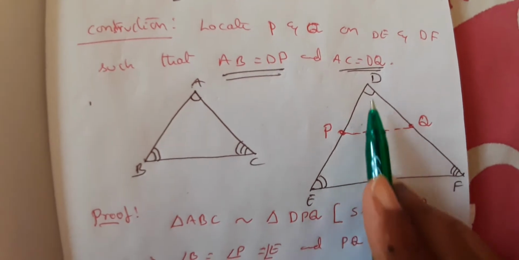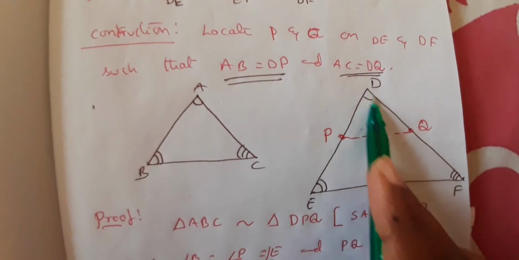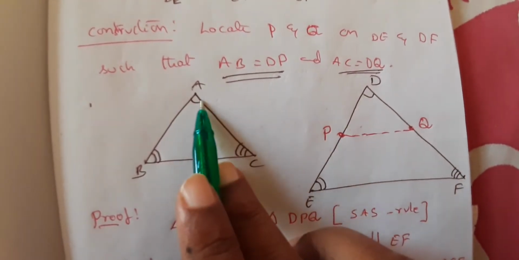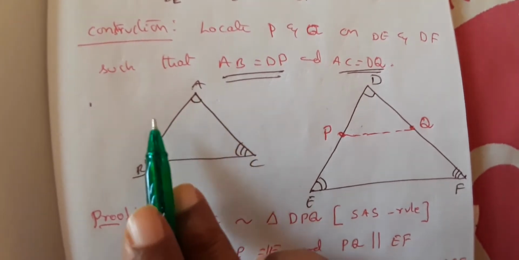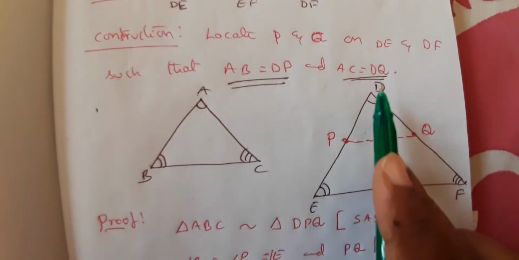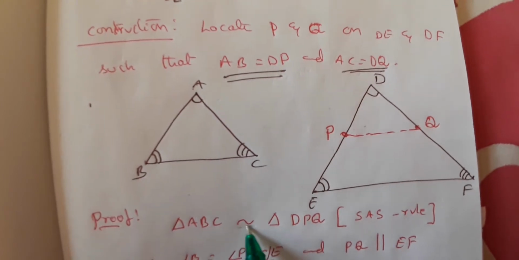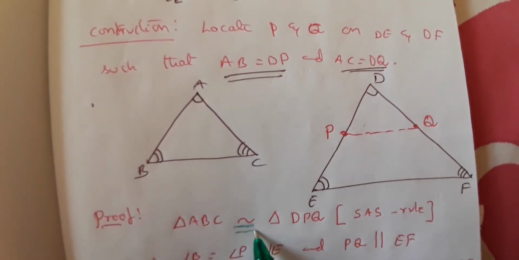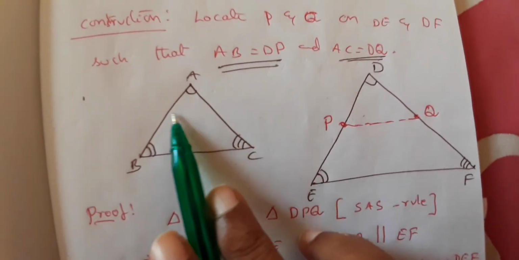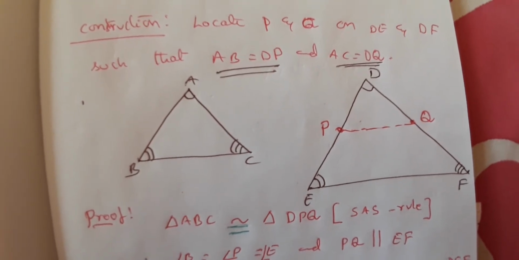Okay, then what is that? This side is equal to this side, and this side is equal to this side, and already angle D is equal to angle A. So therefore, if you consider triangle ABC and triangle DPQ, they are congruent triangles. That is from side angle side. These two sides are equal, that means AB and DP are equal, AC and DQ are equal.